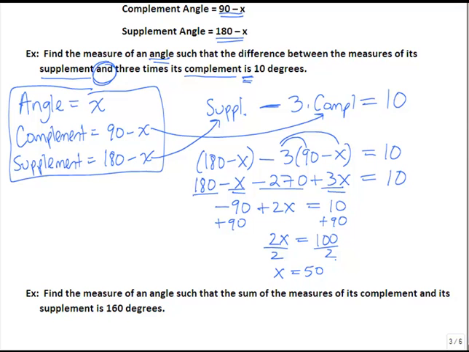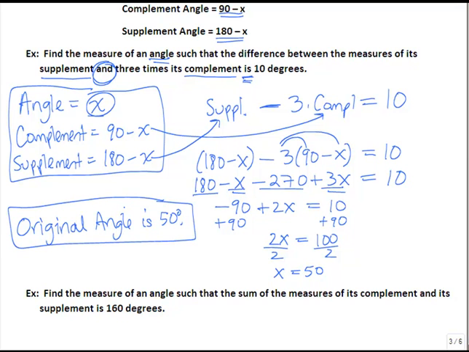Now in these problems, you're always going to be trying to find out what that original angle is. And that's what we call x. So once you find x, you're done. You don't need to do anything extra. You don't need to find the complement or the supplement. So our original angle is 50 degrees. And there's our final solution. Okay? Let's try one more of these.